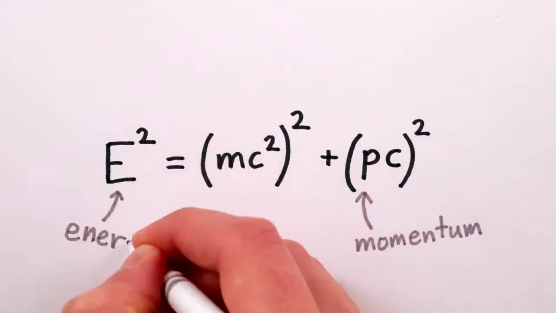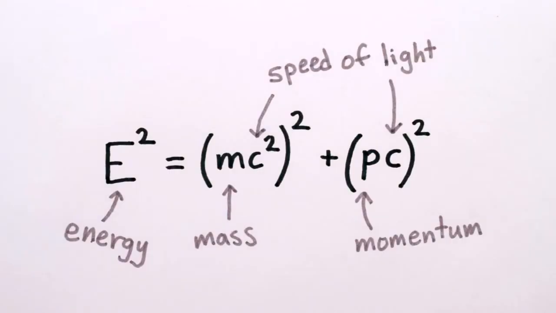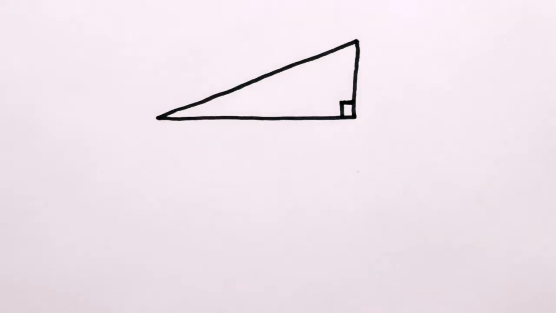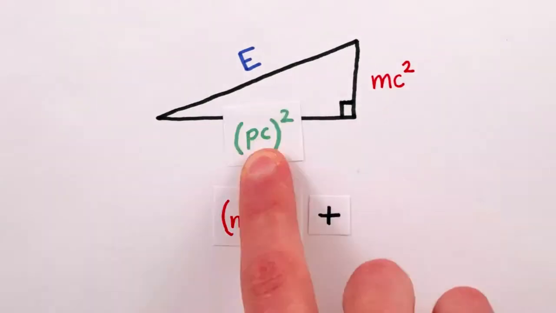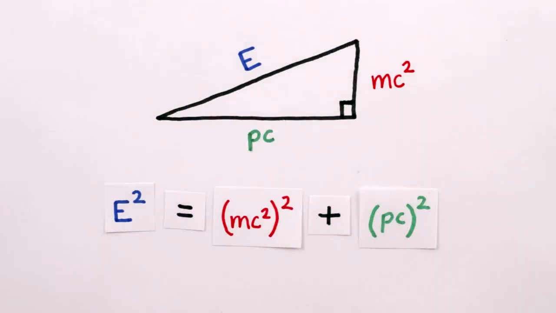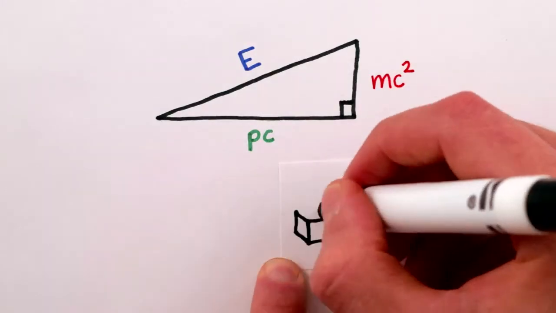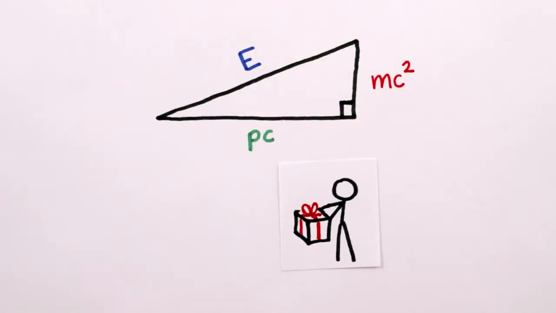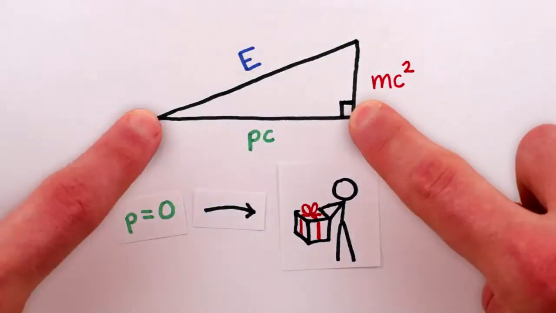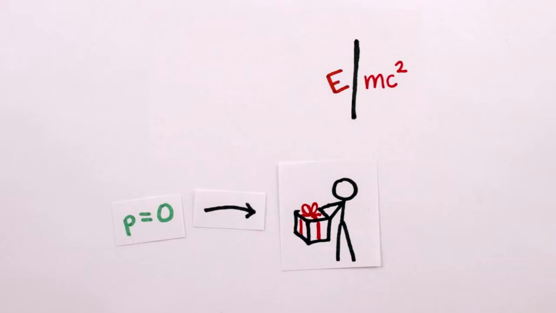object in question. This might all seem a bit confusing, but in fact you can draw it as a right triangle with sides E, mc², and pc, and just use the Pythagorean theorem, a² plus b² equals c², to give you the equation. Also, from here it's clear to see that for an object that isn't moving and thus doesn't have any momentum, and thus p is 0, we get back our good old friend E equals mc².